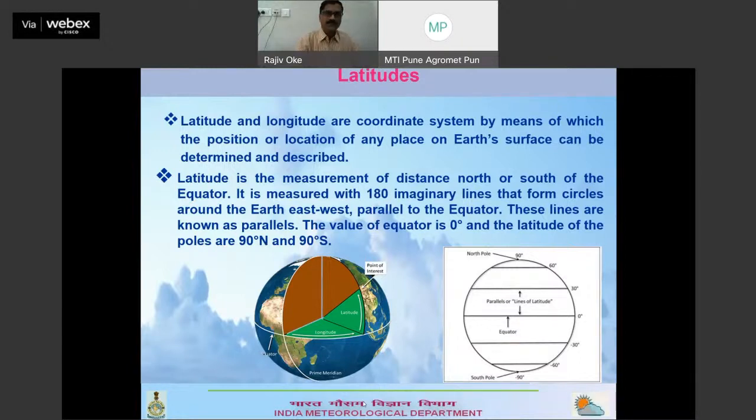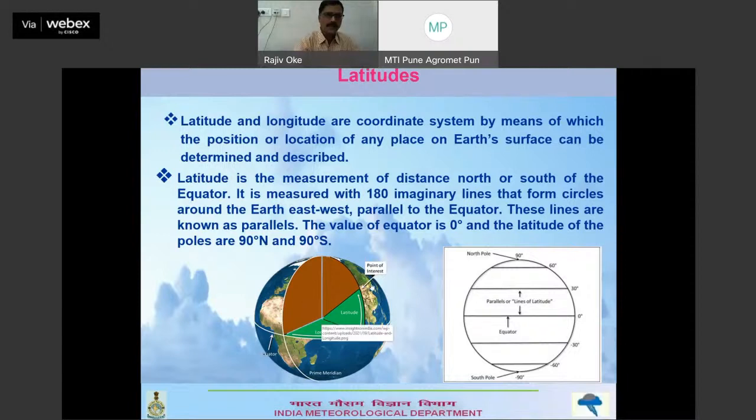Latitude is a measurement of distance north or south of the equator. It is measured in 180 degrees; imagine there are 180 imaginary lines that form circles around the Earth, east-west, parallel to the equator. The equator is an imaginary line. The value of the equator's latitude is zero, and the latitudes of the poles are 90 degrees north and 90 degrees south. So here in the figure you can see the relative position.